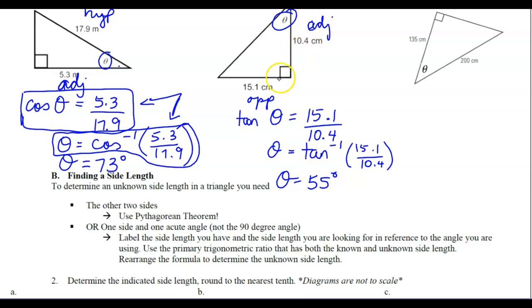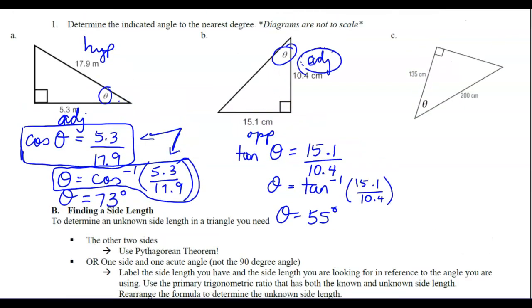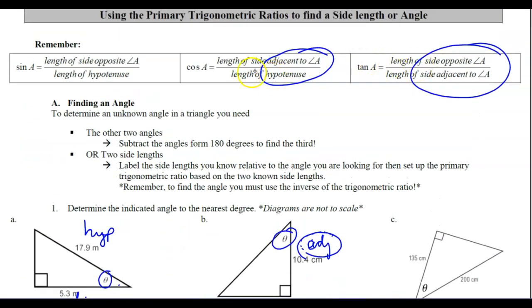Well, you have to label, so you have to identify which sides are given to you. So the 10.4 touches theta, and it's not the hypotenuse, so that's the adjacent. So you label it. Then 15.1 doesn't touch theta, so it's the opposite. So if you have opposite and adjacent, you have to use whichever trig ratio has opposite and adjacent.